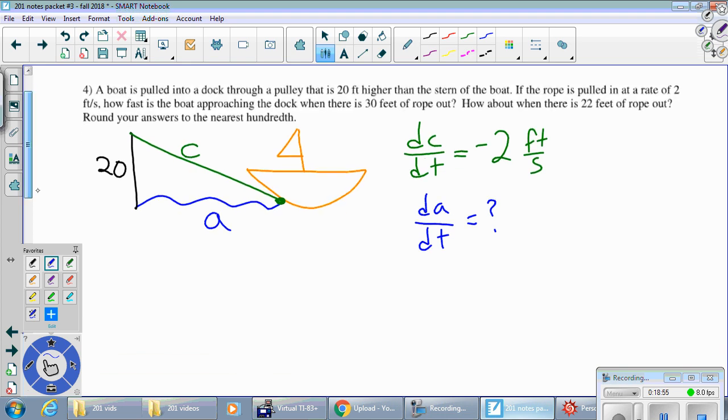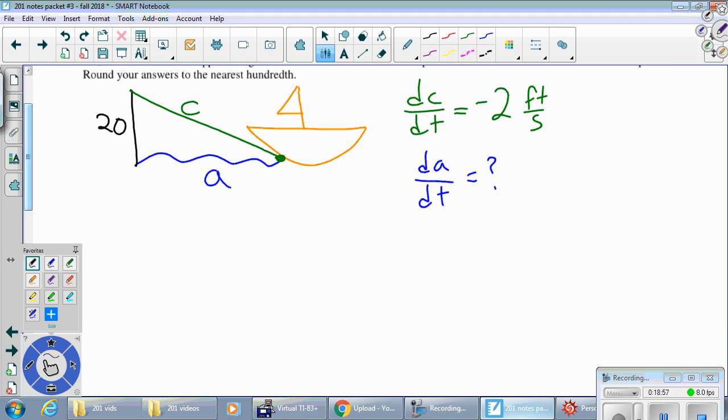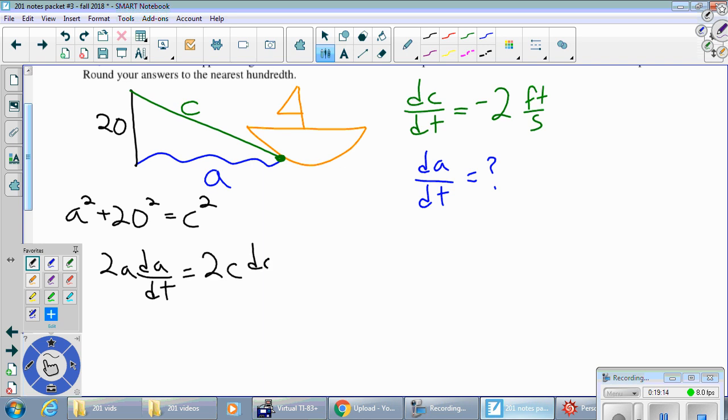Okay, so this feels like another Pythagorean theorem. Let's jump right in. A squared plus 20 squared equals C squared. Don't plug in any values of A or C right now. Take a derivative first. 2A dA/dt, plus the 20 squared is just a number, so its derivative is 0, equals 2C dC/dt. Divide both sides by 2 to make your life easier. And now we just need to find values of A and C, and then plug in the dC/dt, which is that green negative 2 up there.